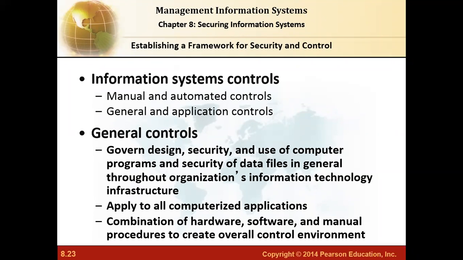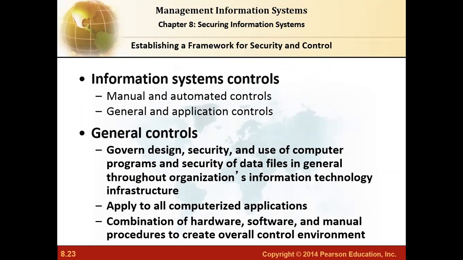So when I say journal controls, it means governed design, security, and use of computer programs and security of data files throughout the organization's information technology infrastructure. Then we talk about the governance of the basic design, how it will work, what security you will add into it, and obviously the use of computer programs and security of data files throughout the organization. So it's a journal policy, journal control.